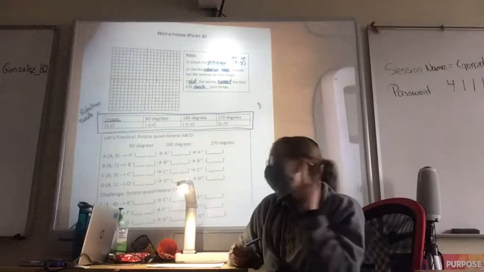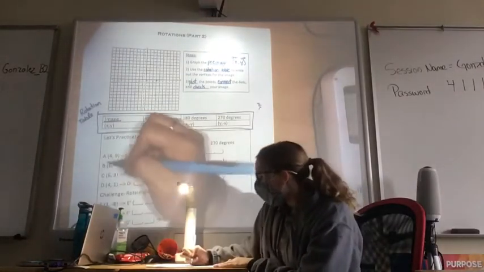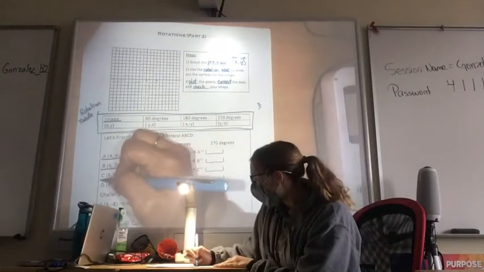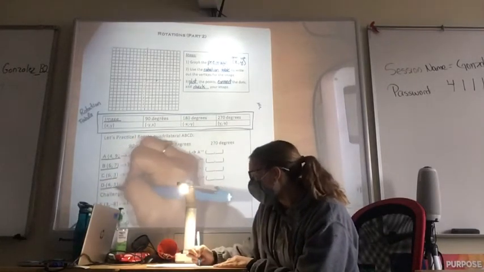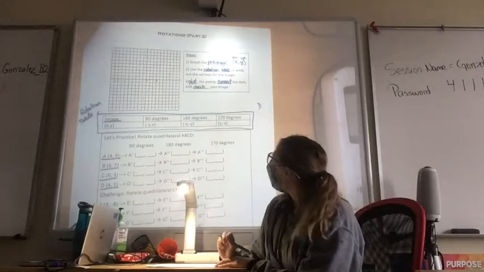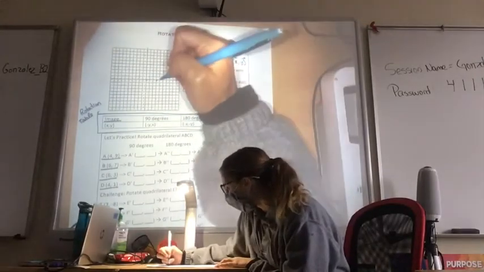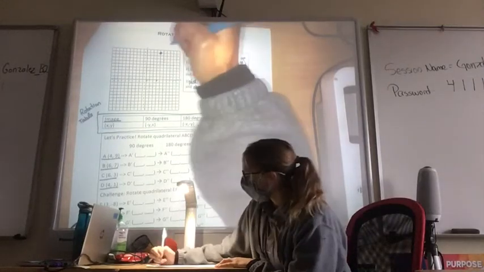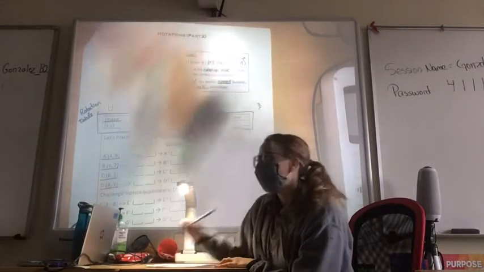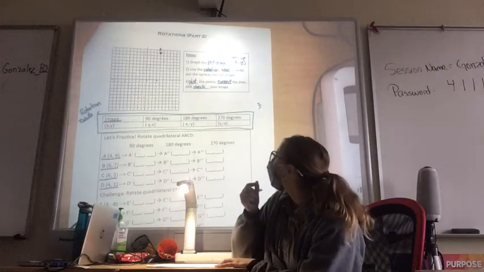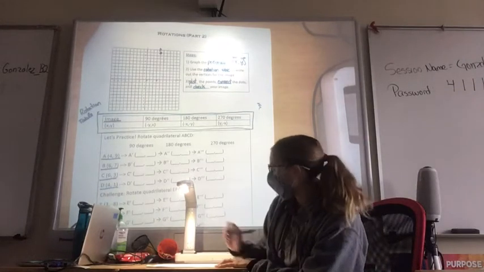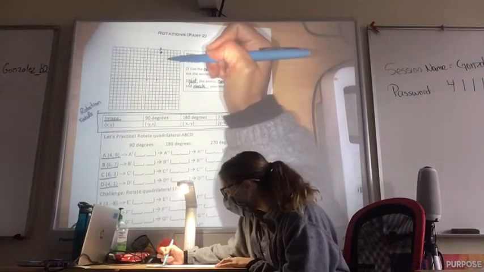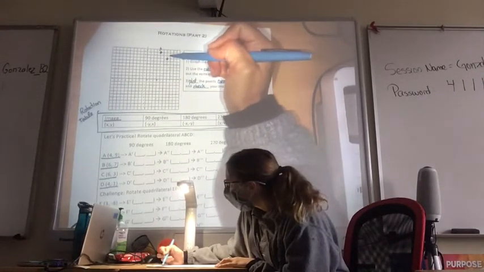So step 1, graph the pre-image. Our pre-image is this: A is 4, 9, B is 6, 7, C is 6, 3, D is 4, 1. Let's plot our pre-image. So 4, 9 is A. Plot. 6, 7 is B.